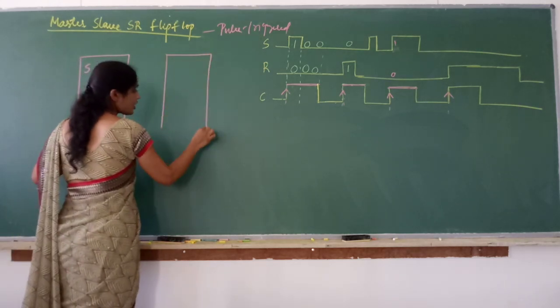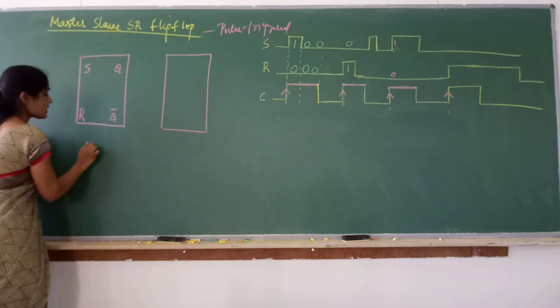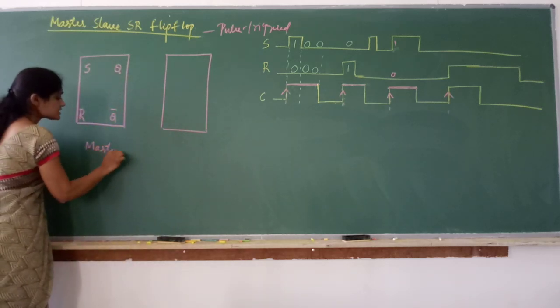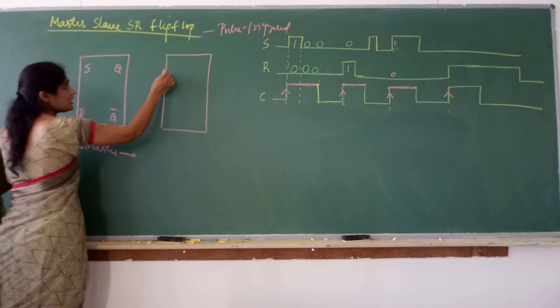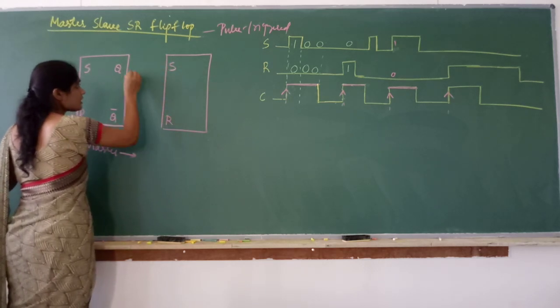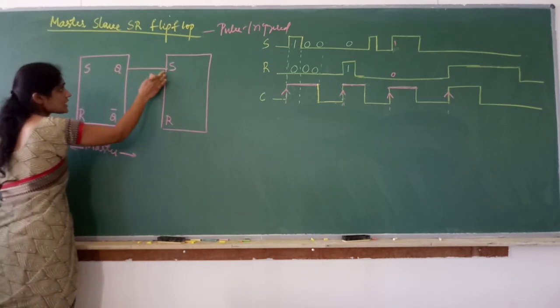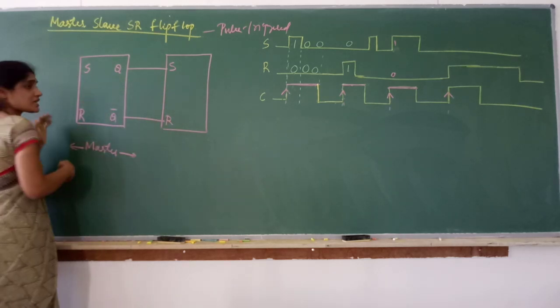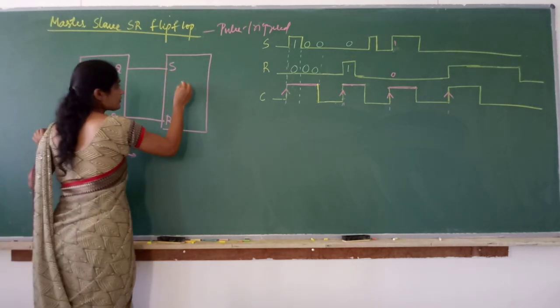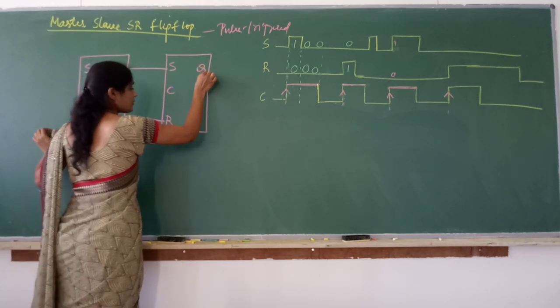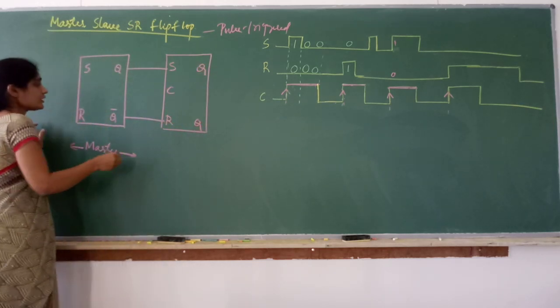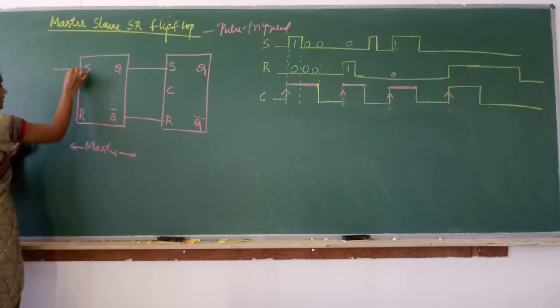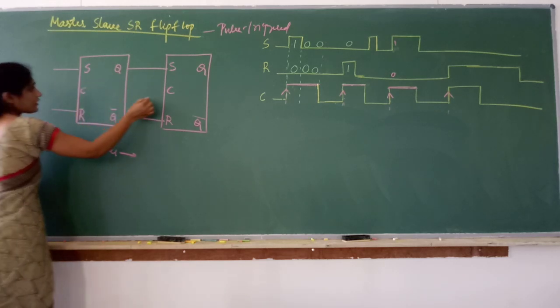So the first flip-flop, whatever we write, will be called the master. Why? Because the slave's inputs are the outputs of the master. The output of the master is given as input to the slave, so the slave follows the master. This is the slave flip-flop. This is also SR, a master-slave SR. Q bar. Okay. So we have the clock, right?